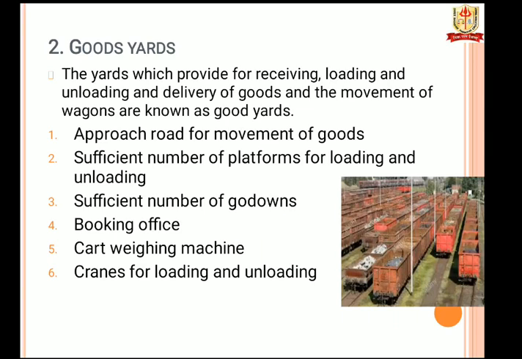Next is goods yards. The yards which provide for receiving, loading and unloading, and delivery of goods and movements of wagons are known as goods yards. Approach routes for movements of goods, sufficient number of platforms for loading and unloading, sufficient number of godowns, booking office, cart weighing machines, cranes for loading and unloading. These are required for goods yards.